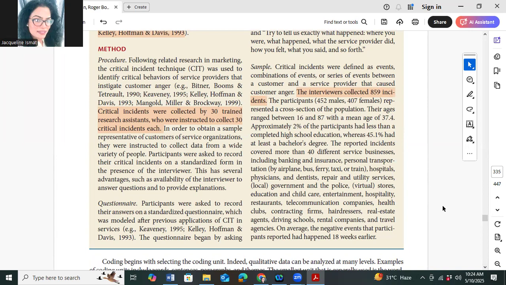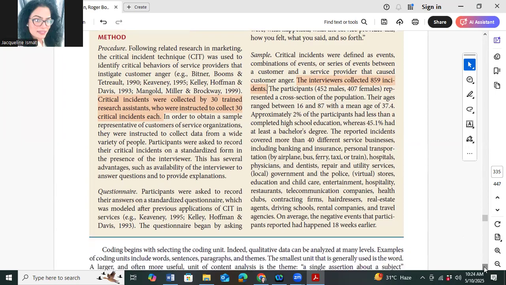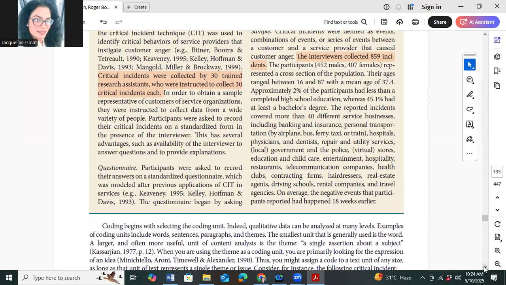Approximately 3% of the participants were less than high school education. 45% had a bachelor's. The reported incidents covered more than 40 different service businesses, including banking, insurance, personal transport, government and the police. They took some demographic information. And the average negative events had participants included within 18 weeks of the year. So we have this piece of information.